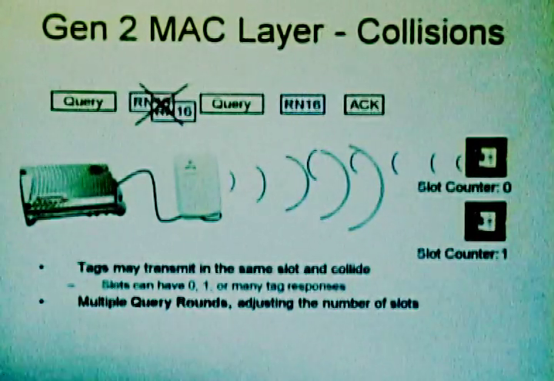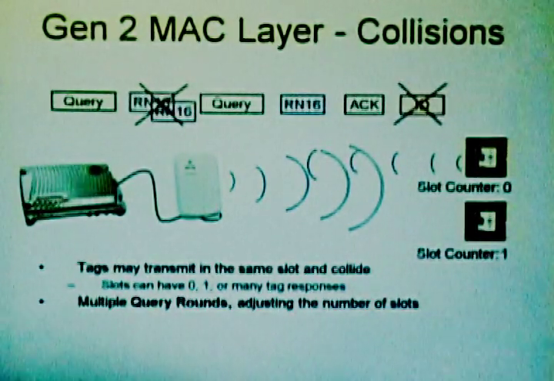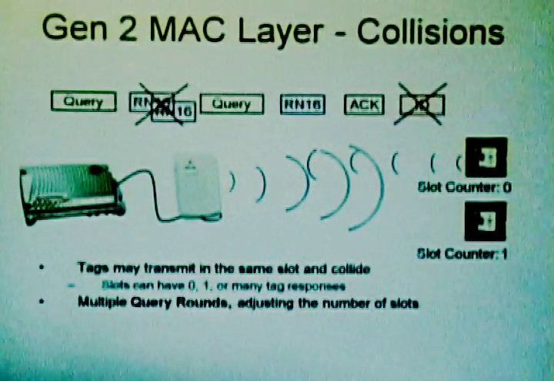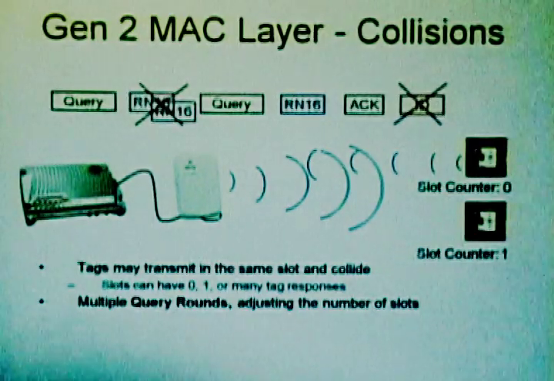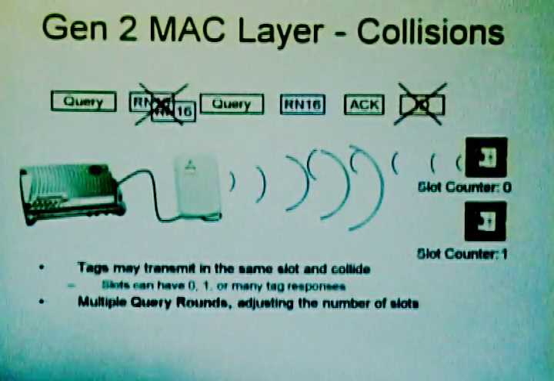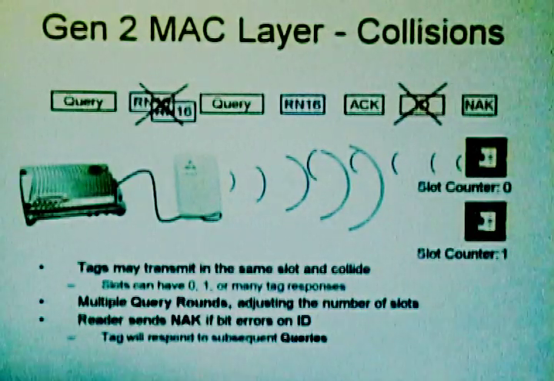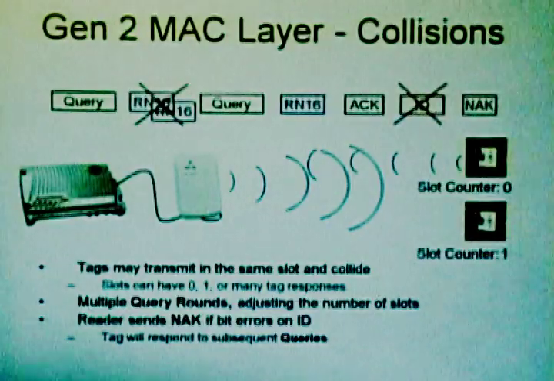So then the acknowledgement gets sent. Now the ID gets sent. The other thing that can happen is that due to noise or some other environmental effects, the identifier the tag sends can get garbled, so that tag hasn't been successfully read. Instead of sending the query repeat, which tells that tag to be quiet, the reader sends what's called a NAK, which says, okay, you haven't actually been read, so take part in the next round again.